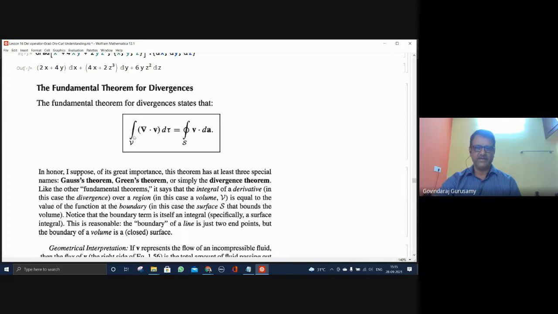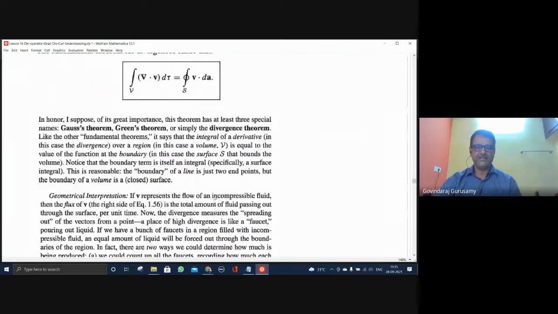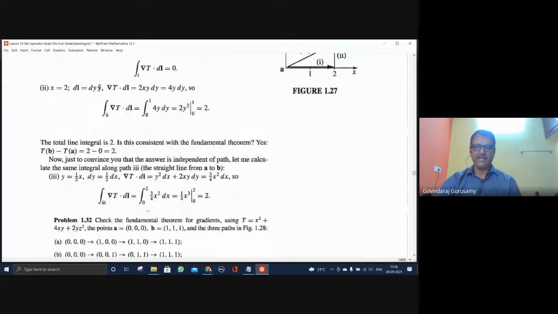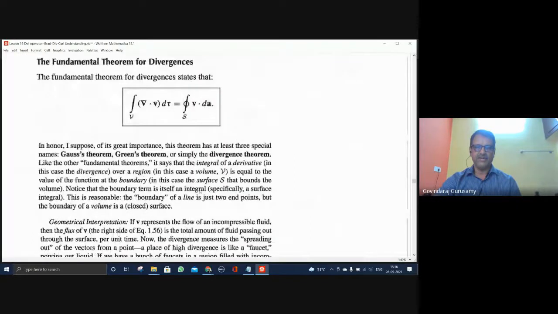Instead of a line, it is going to be over a region, in this case a volume. In the previous case, it's a line. In this case, it's a volume. That's all. The integral over the volume is equal to the value of the function at the boundaries, in this case the surface S that bounds the volume. There, it was the value of the function at the endpoints a and b; here it is the value of the function at the boundaries of the surface.